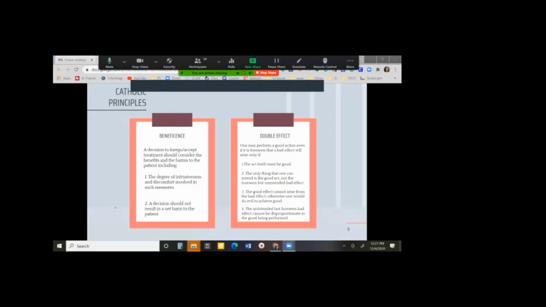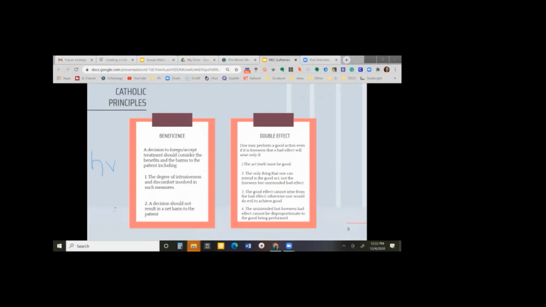Okay, so we have to look at the harm versus the benefit for the patient. It has to have greater benefit than harm. So another principle of Catholic medical ethics is called the principle of double effect. So this is, one may perform a good action even if it is foreseen that a bad effect will arise only if, one, the action itself must be good. The only thing that one can intend, and this is the key thing, is the good act, not the foreseen but unintended bad effect.